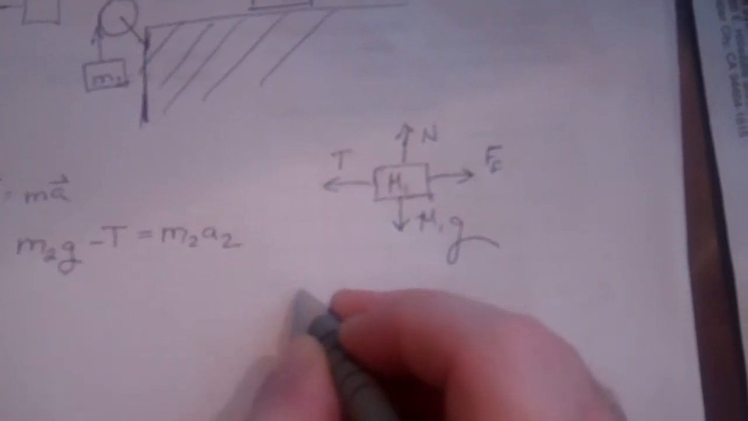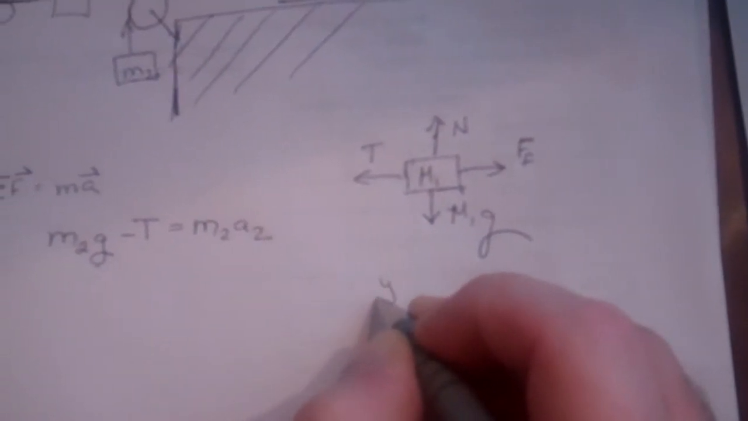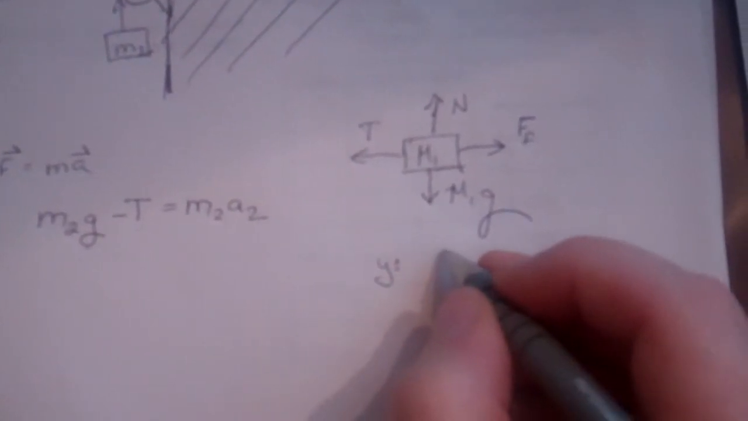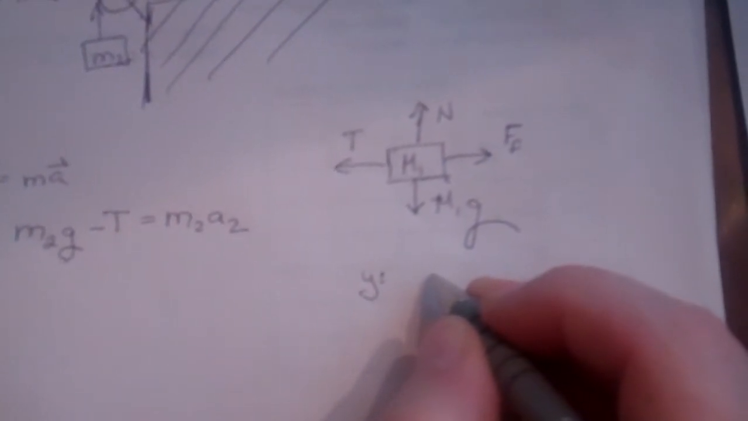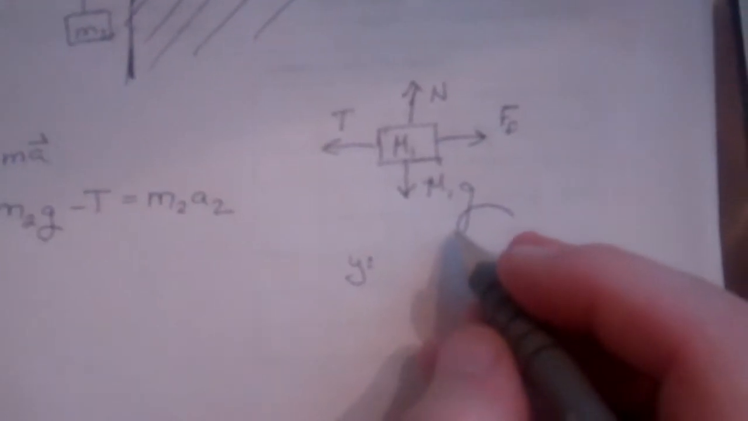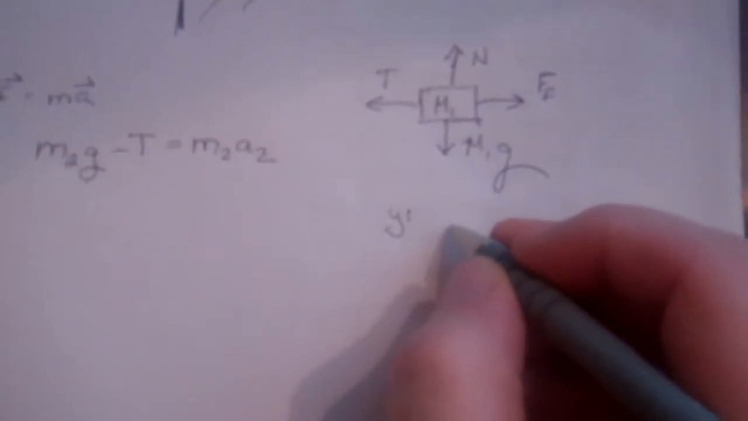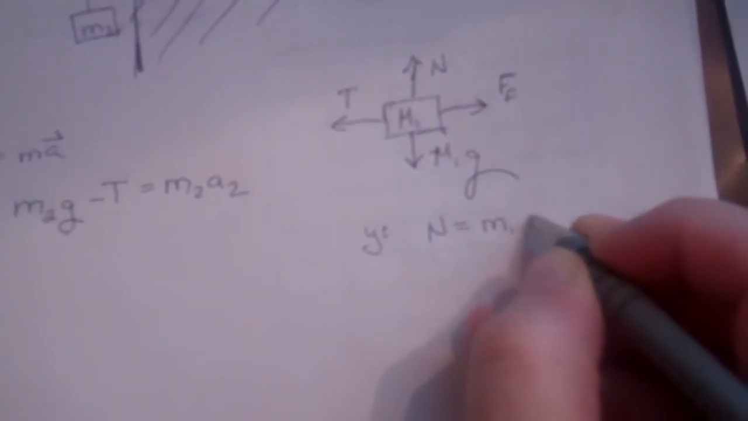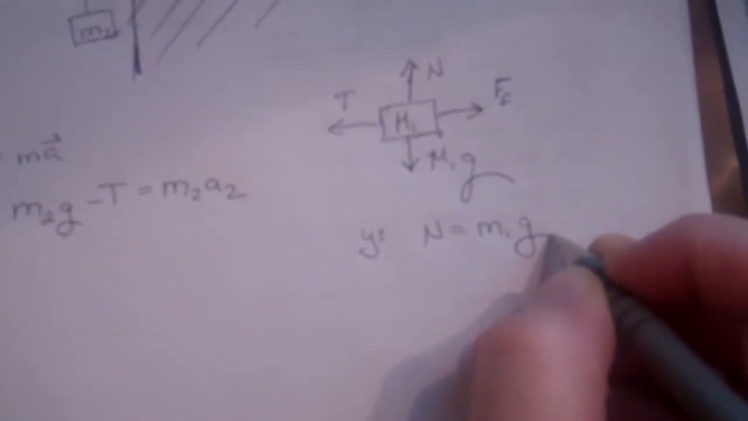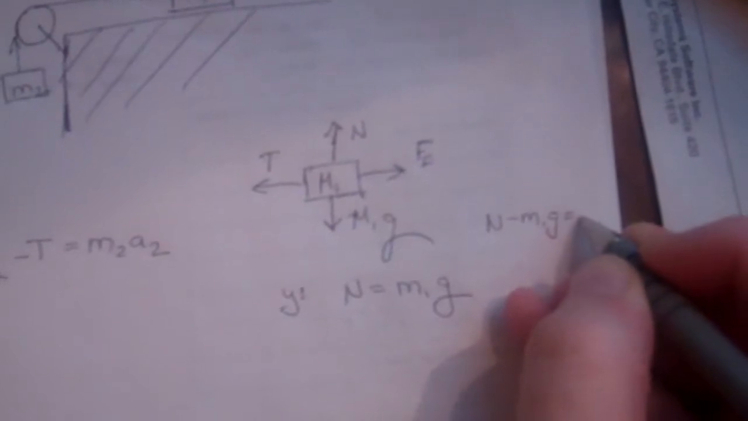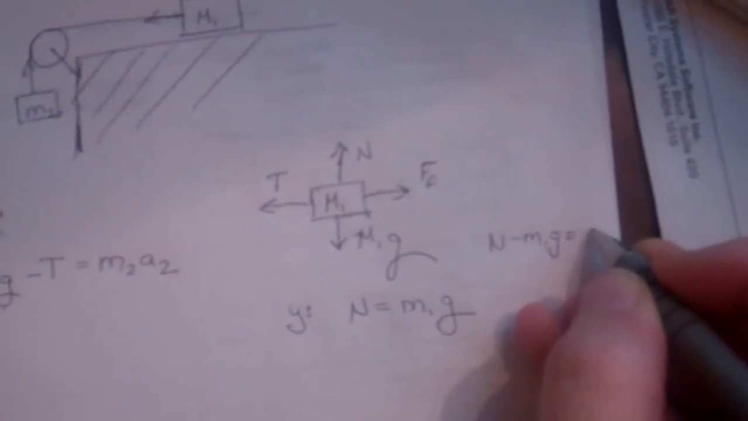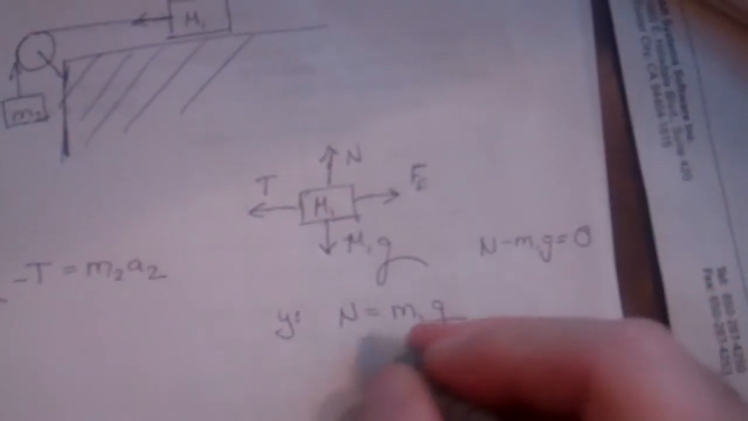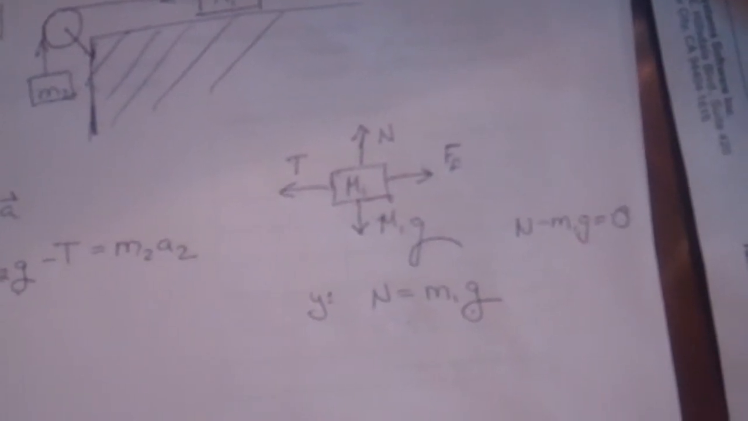Alright, so now what we can say is that in the y direction, we know that the sum of the forces in the y direction is going to be equal to ma. In this case, the acceleration in the y direction is 0, so we can just say that N equals m1g. Alright? And the reason for that again is because N minus m1g equals m1 times the acceleration in the y direction, which is 0. Yeah, you got it. So N is equal to m1g.